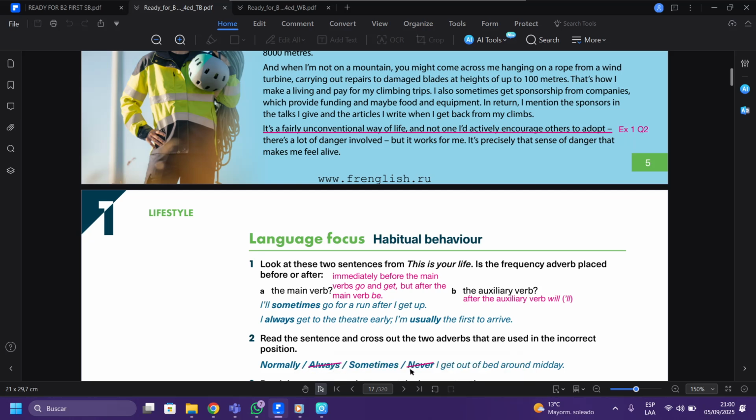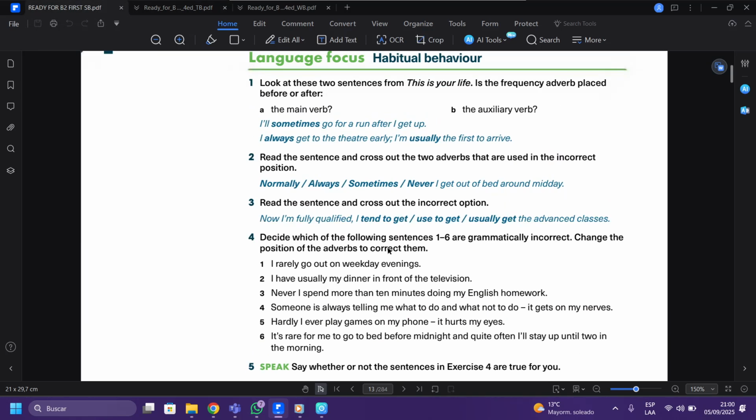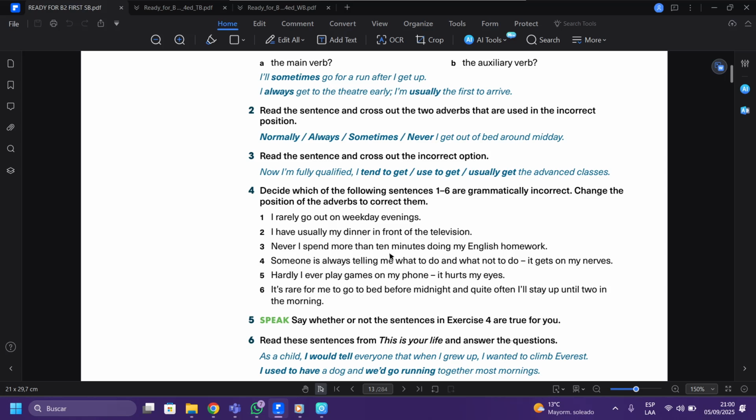So normally at the beginning, yes, those are the adverbs that are incorrect. Now, then exercise number 3.